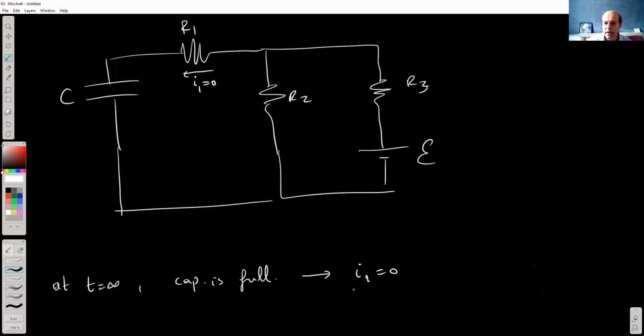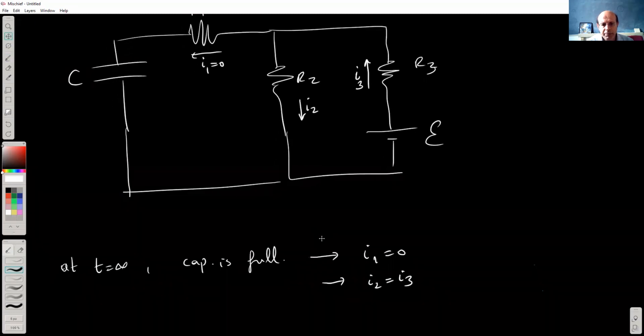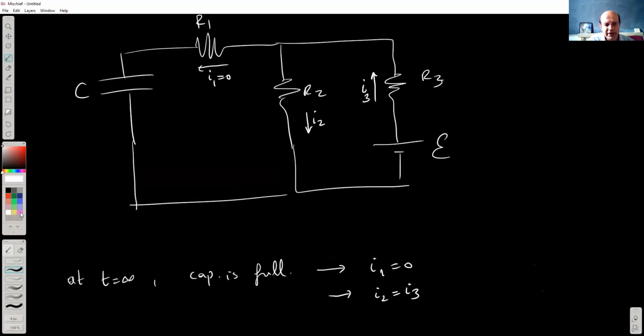Okay? So this is something that you can immediately say. And so as a result, if there's a current in here, let's say I2, that current is going to be the same as this current in here. So let's say I2 is equal to I3. So there is a current that must be flowing in here, which then implies this. So let me call that point A and that point B. I can also say this.